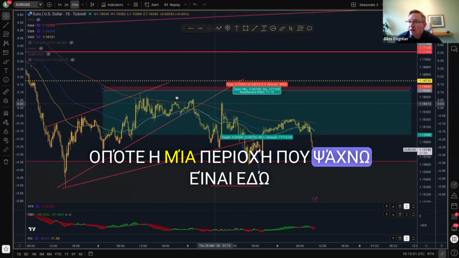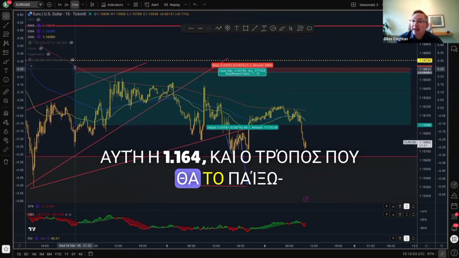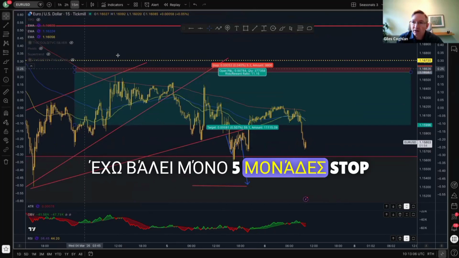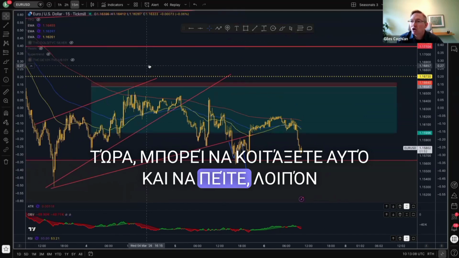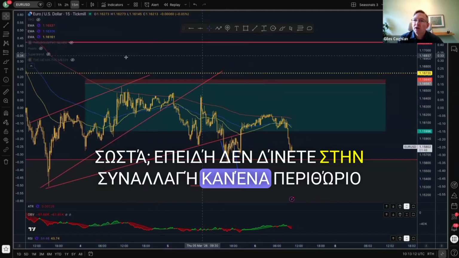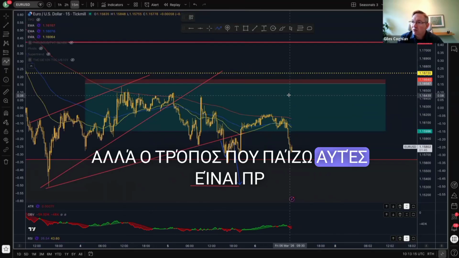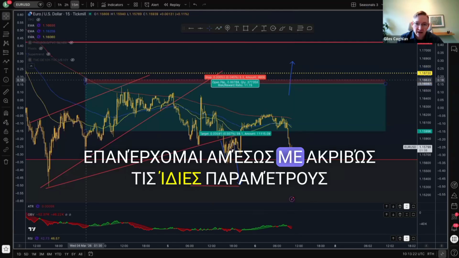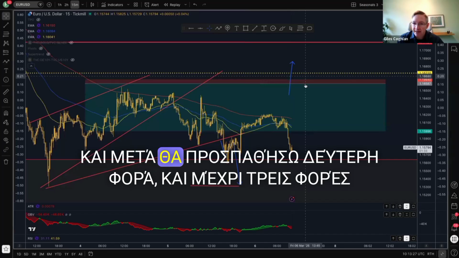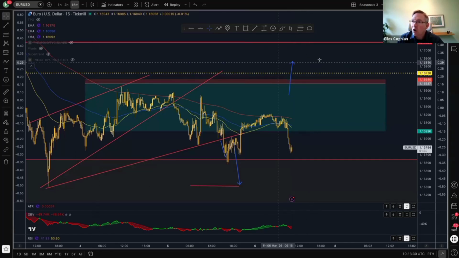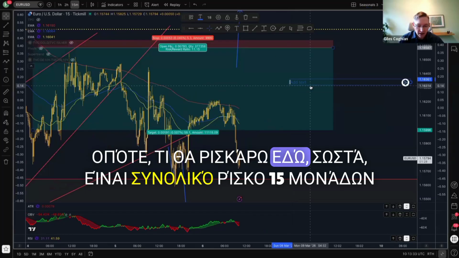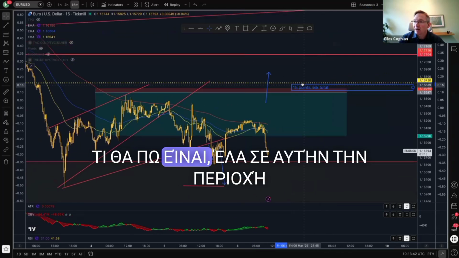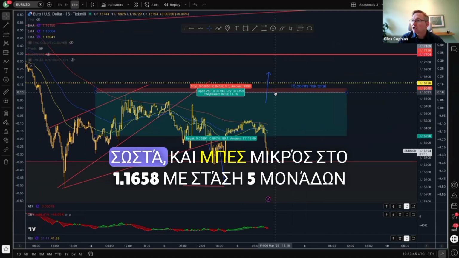So the one area I'm looking for is this 1.165, and the way I play it is I've got a 5-point stop only. Now, you might look at that and say, well, that's stupid, because you're not giving the trade any room. But the way I play these is, say price comes up to here and stops you out, I immediately re-enter with exactly the same parameters. And then I'll try a second time and up to 3 times. So what I will risk here is 15 points total. I'll come up to this area and enter short 1.1658 with a 5-point stop.